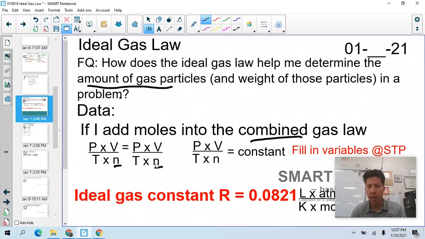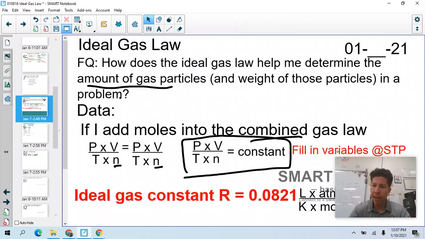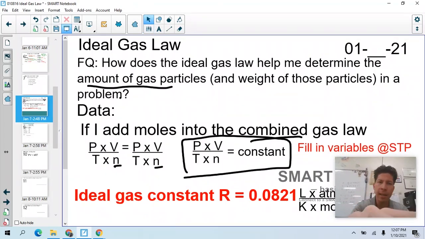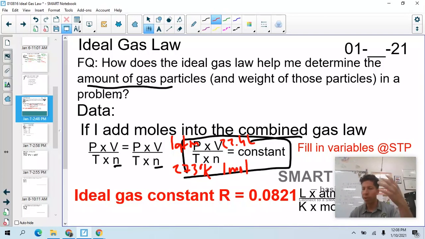So these look awfully familiar. They look awfully the same. So what we do is we turn this into a constant. Okay, so pressure times volume over temperature times moles. If we fill these variables in at STP, and remember guys, STP means the pressure is 1 atm, the volume is 22.4 liters, the temperature is 273 degrees Kelvin, and moles is 1 mole. If we fill those in, do the math, we get this number here, 0.0821.